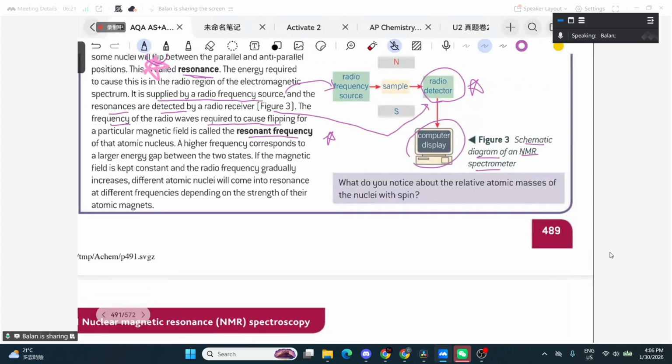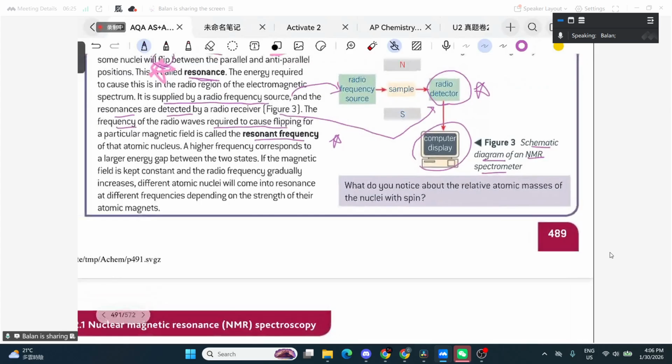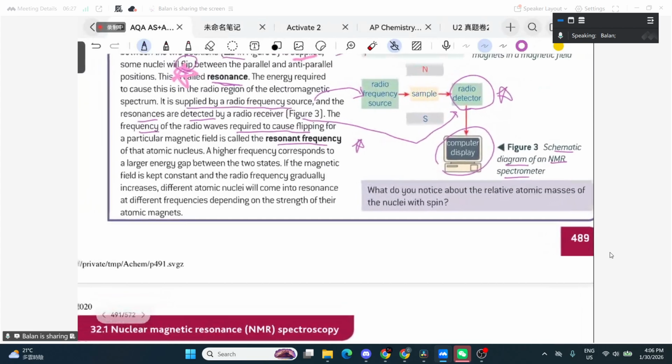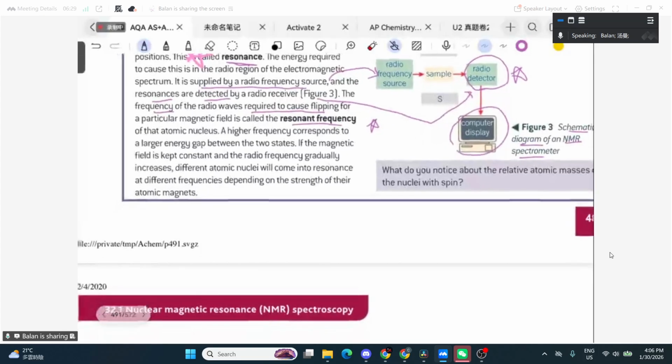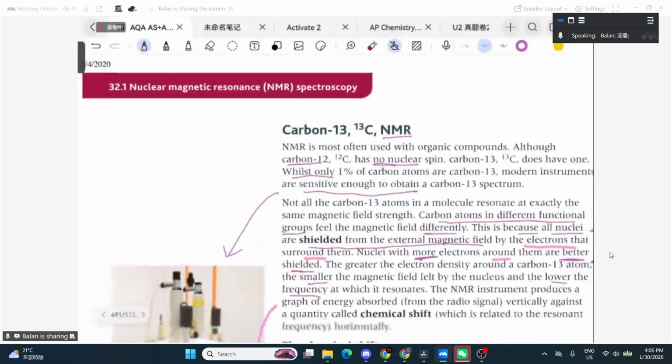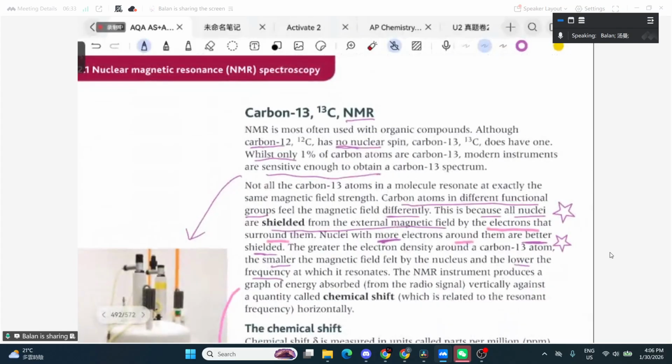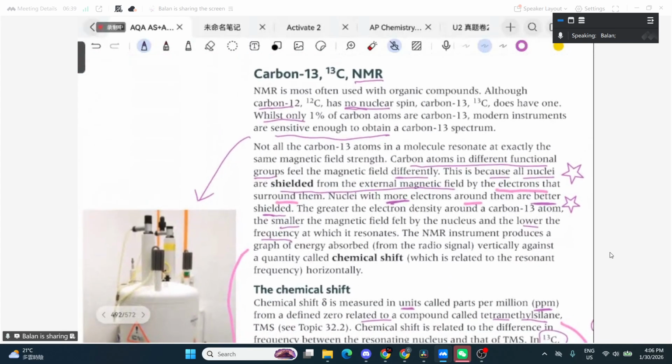About the basic theory, did you get it? This is just a basic theory. So let's learn the most important type of NMR, carbon-13. We don't use carbon-12. You know that it's 12, an even number, so it doesn't have residual spin.